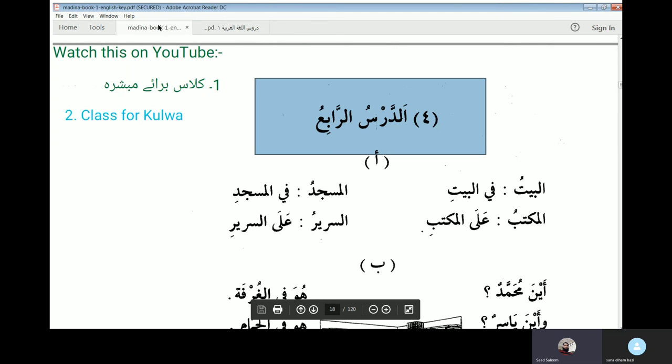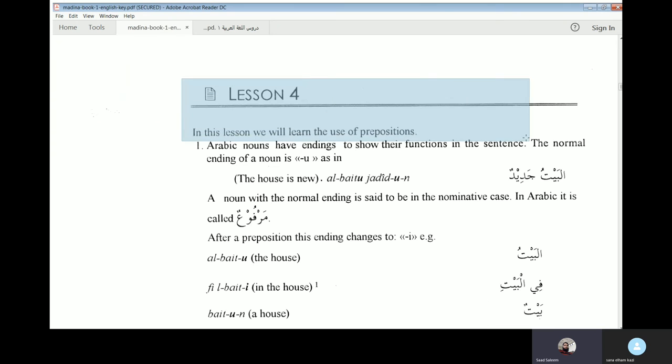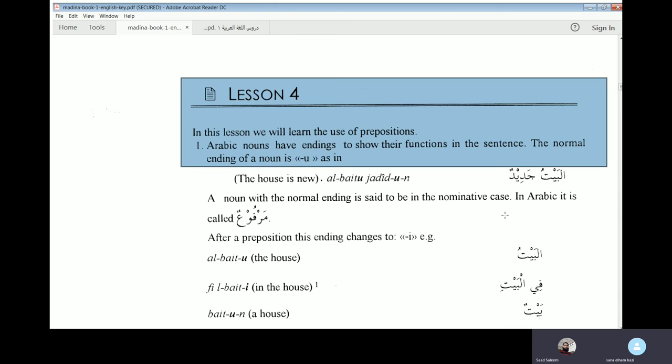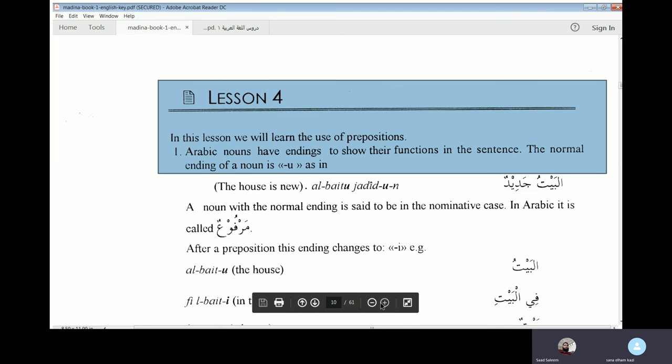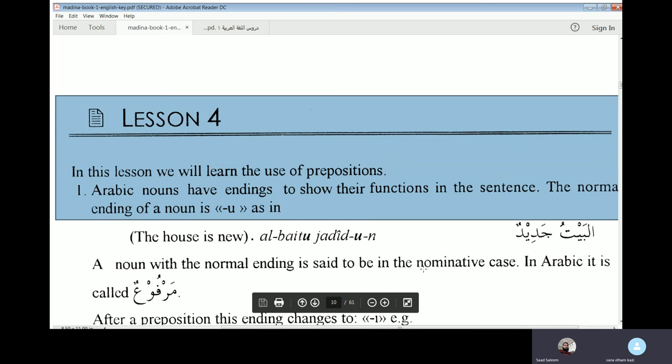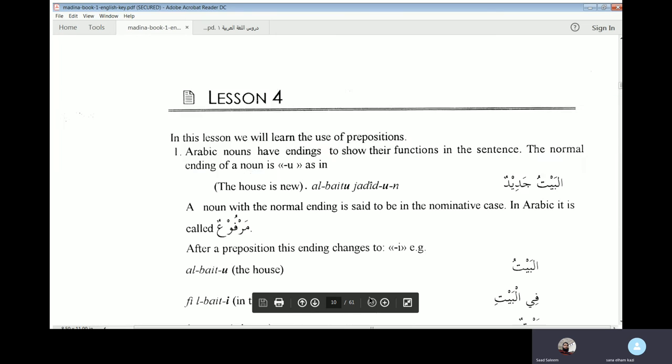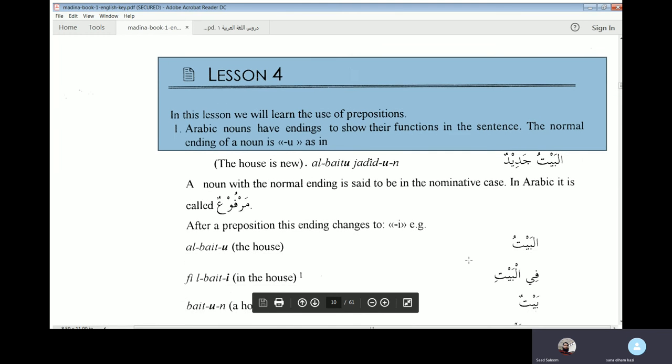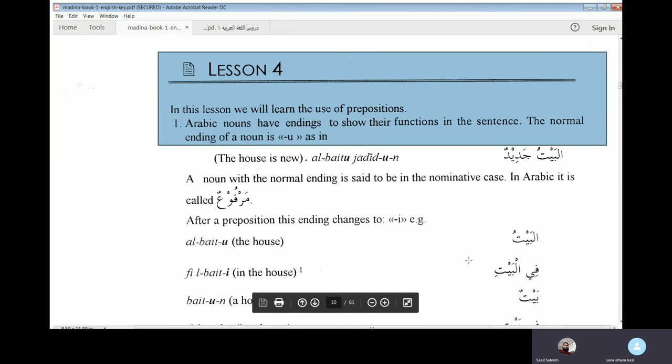So here we have a grammar, start reading it. In this lesson, lesson 4, we will learn the use of prepositions. Arabic nouns have endings to show their functions in the sentence. The normal ending of a noun is un or u, as in al-baytu.